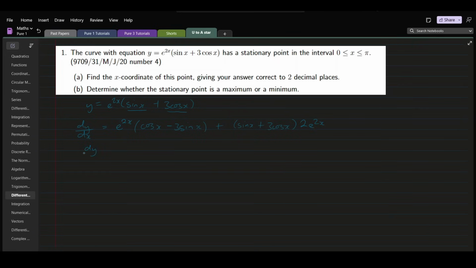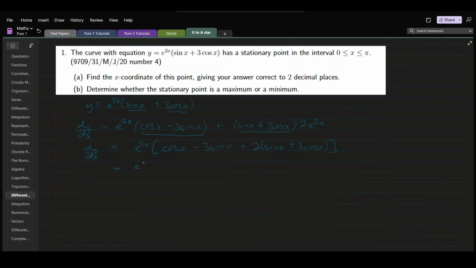So dy/dx is equal to, let's start by factoring out our e^(2x). So e^(2x), and what we end up with is this bracket over here, (cos x - 3 sin x), plus 2 times this bracket over here, (sin x + 3 cos x). Let's close our big square brackets.